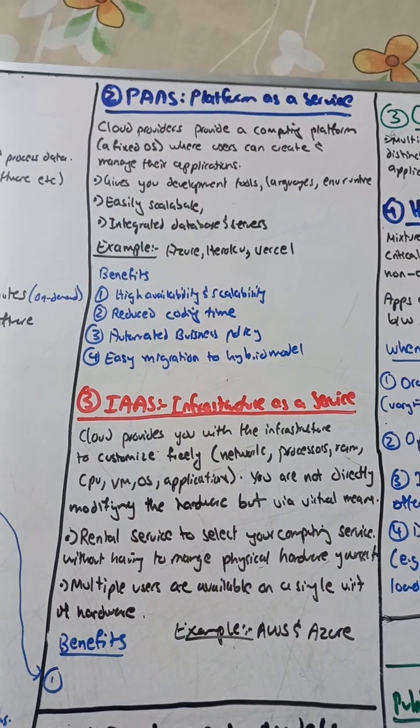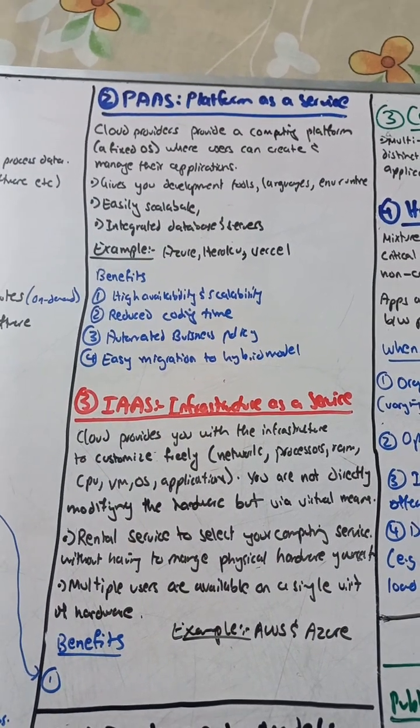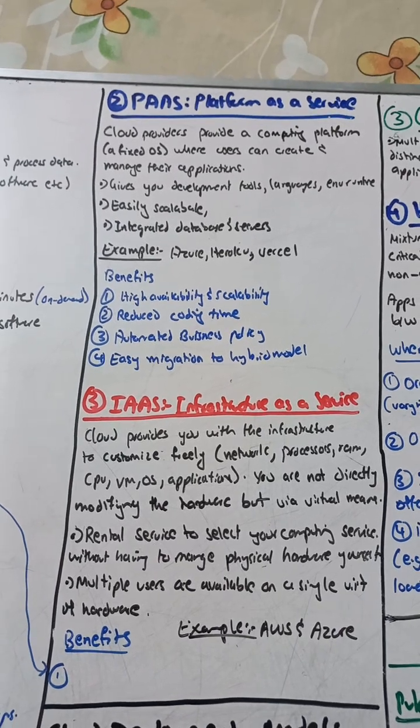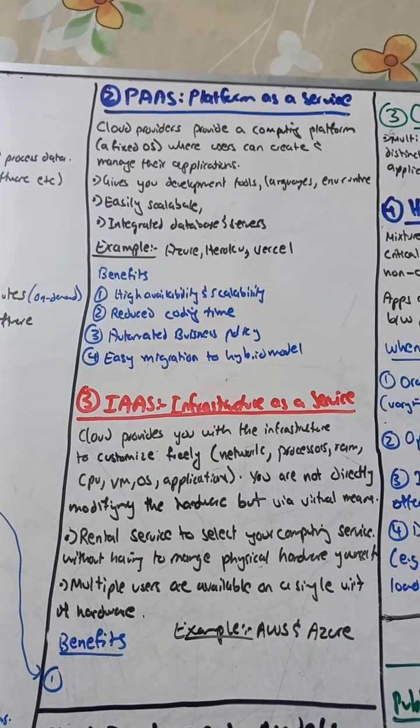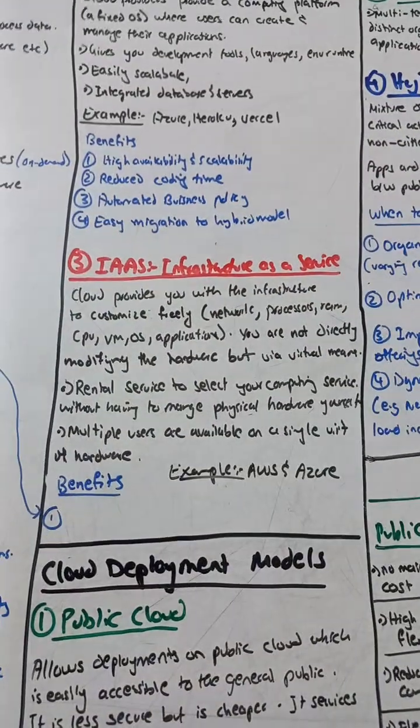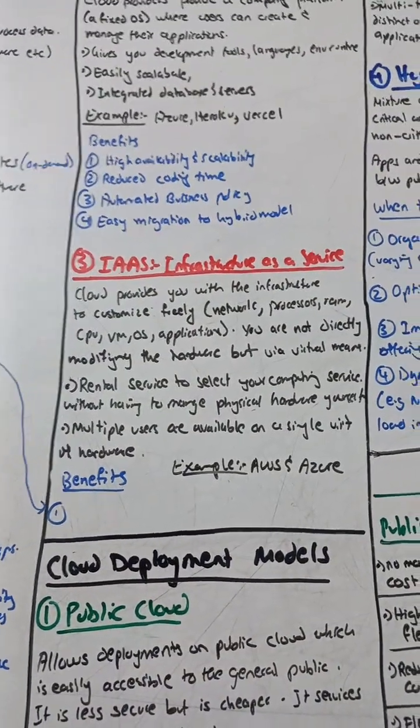Cloud providers provide a computing platform, a fixed OS where users can create and manage their applications. It gives you development tools, languages, environment. It's easily scalable, with integrated databases and servers. The last is IaaS, infrastructure as a service.